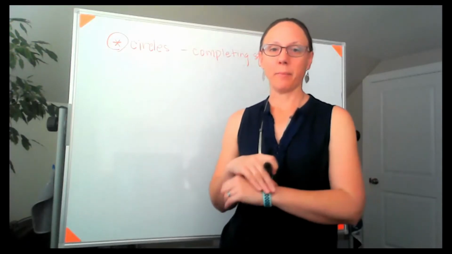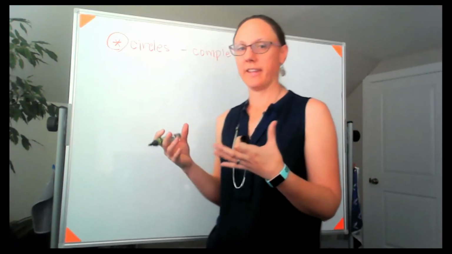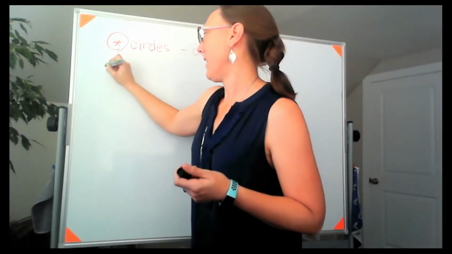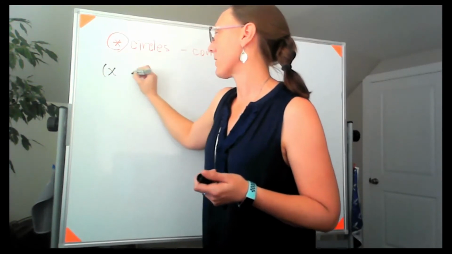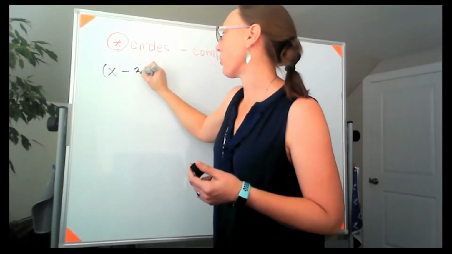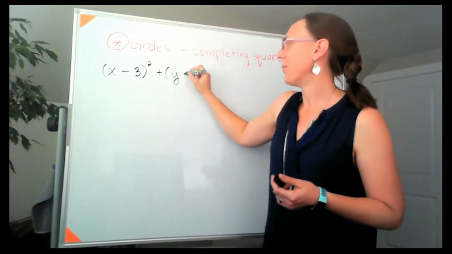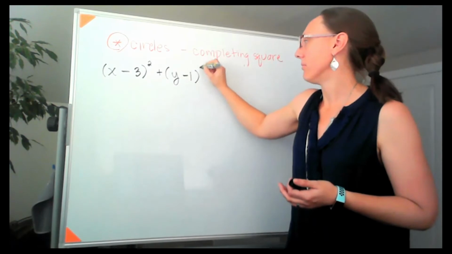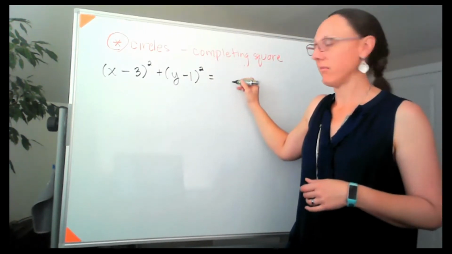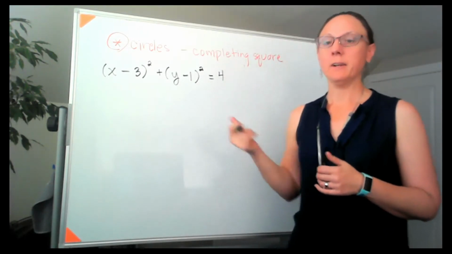When we're talking about circles, there's a standard equation that we use for circles. That standard equation looks like (x minus some number) squared plus (y minus some number) squared is equal to something. I'm just going to throw numbers in there right now, and let's make that a 4 over there.